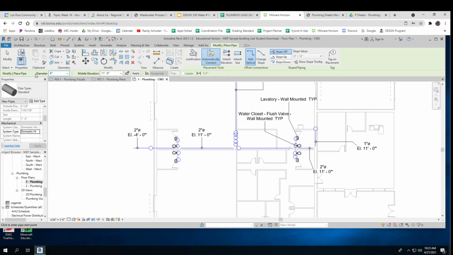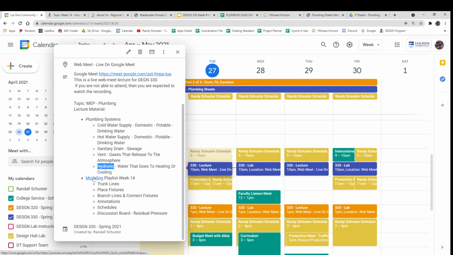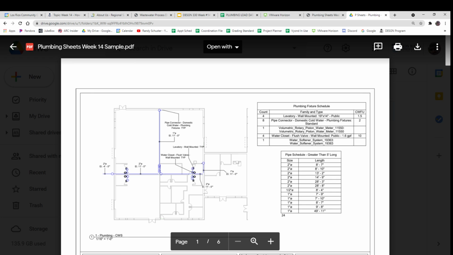So that's really the main thing for today. Let's see what else I wanted to go. Here's your modeling playlist. So the order that you do things, of course, you set up your view. You put trunk lines in. Let's see a trunk line.